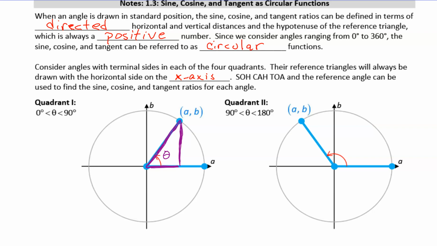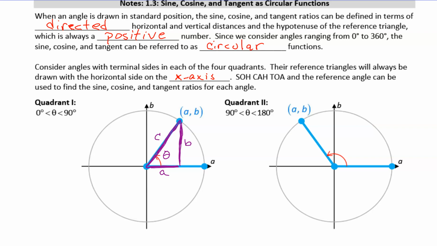In quadrant 1, we can draw the reference angle and the reference triangle, and the reference angle is inside of that triangle. The reference angle is actually the same as the angle theta, because it's between 0 and 90. Now, consider the ordered pair a comma b. Remember, to get from the origin to a comma b, you travel over a units and up b units. C we're going to use as the hypotenuse.